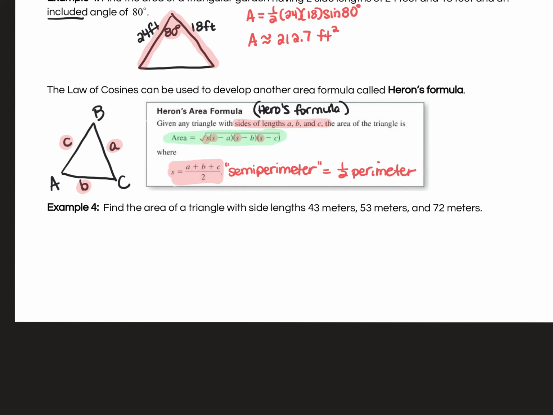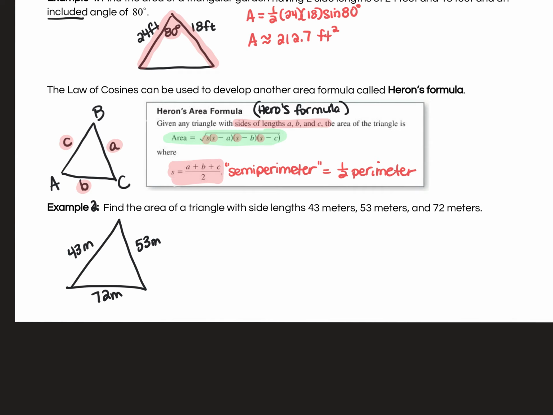It's kind of a strange looking formula, but let's go ahead and practice with it once. I know I have example 4 written here twice. This is actually example 2. Find the area of a triangle with side lengths 43 meters, 53 meters, and 72 meters. If you want to draw a picture, we can. So we'll have 43, 53, and 72. I want to find the area of this triangle.